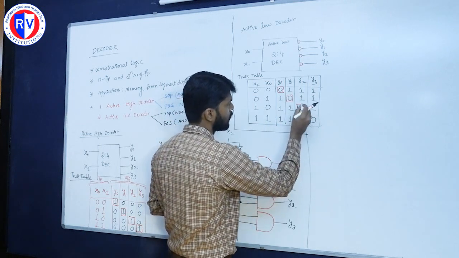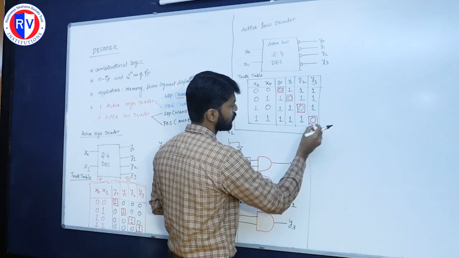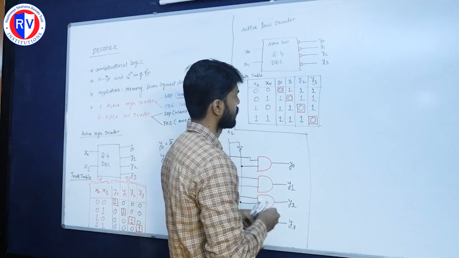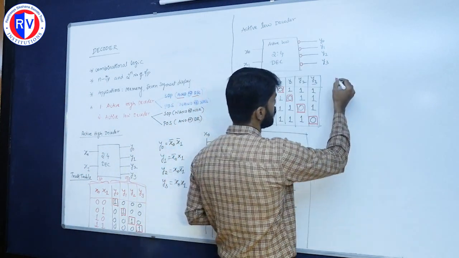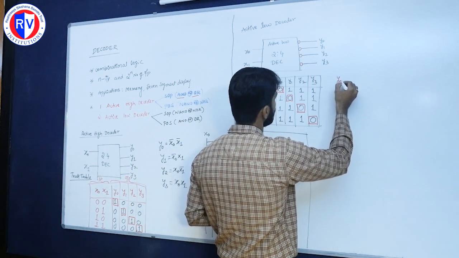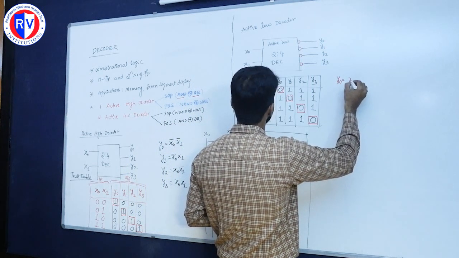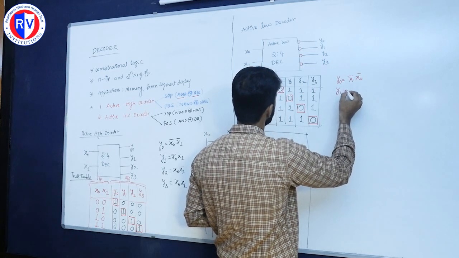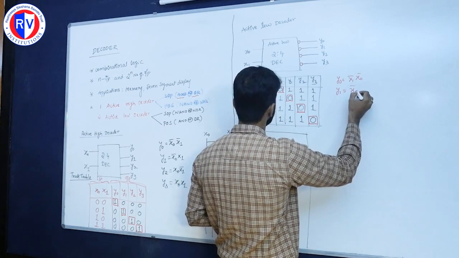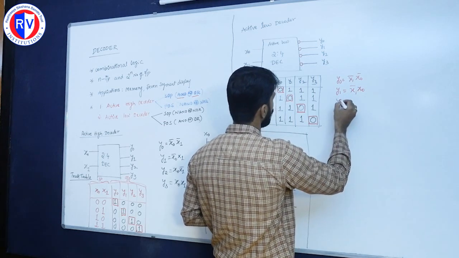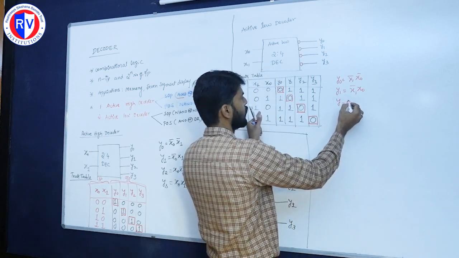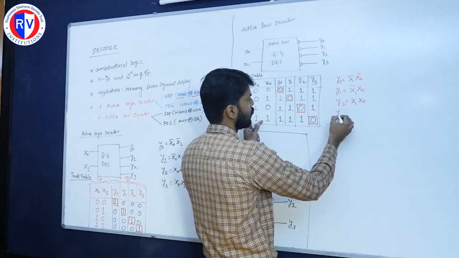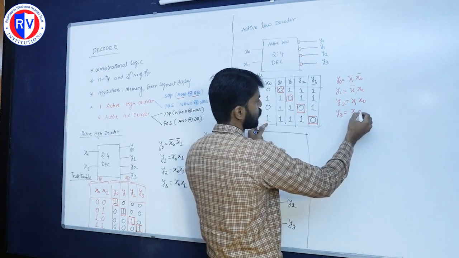So now, with the help of this truth table, we can write the Boolean equation. Now I will write the Boolean equation. Y0 is equal to X1 bar and X0 bar. Y1 is equal to X1 bar, X0. Y2 is equal to X1, X0 bar. Similarly, Y3 is equal to X1, X0.